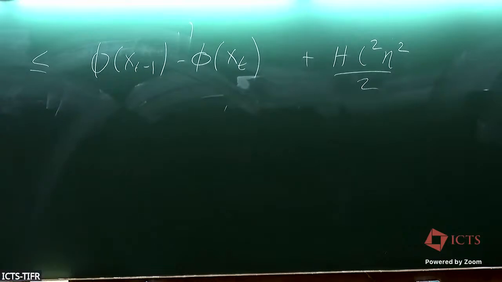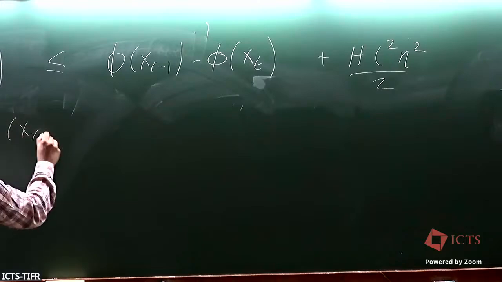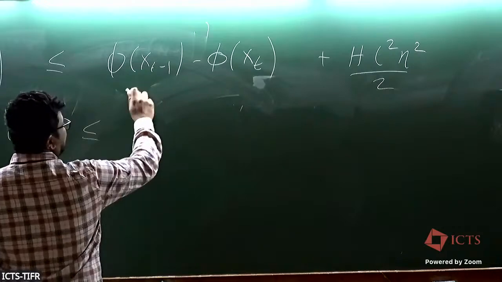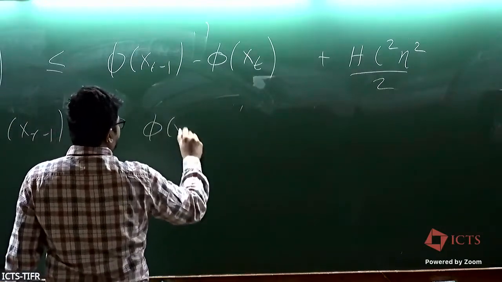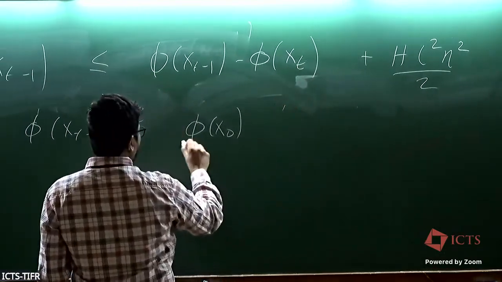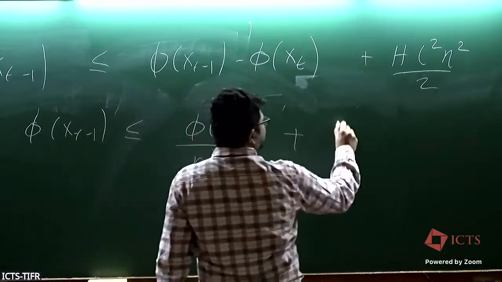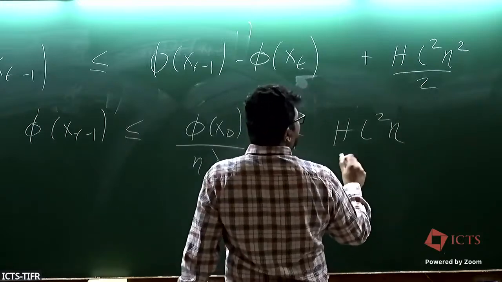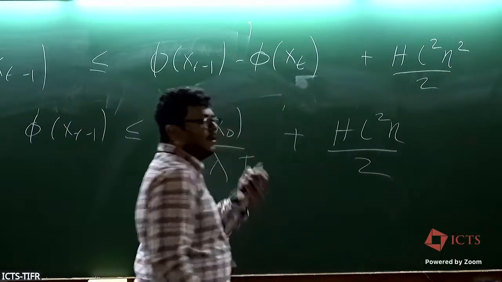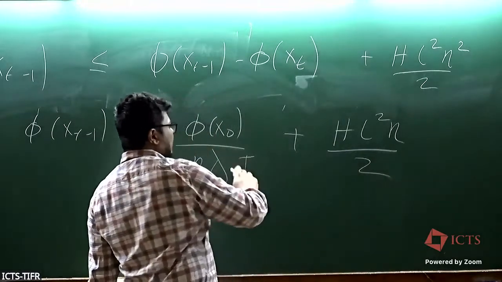And then the idea is that I'm going to sum up or average these guys. So if I run this for t steps, I get the following. The average of phi of x_{t-1} is less than or equal to, and here it's a telescoping sum, phi of x_0, and I'm going to ignore the minus term because phi is always greater than or equal to 1. So I get phi of x_0 divided by eta times lambda times t, plus H L squared eta divided by 2. I guess what was wrong on the slide was that I had the t here and not here. It should be this way.